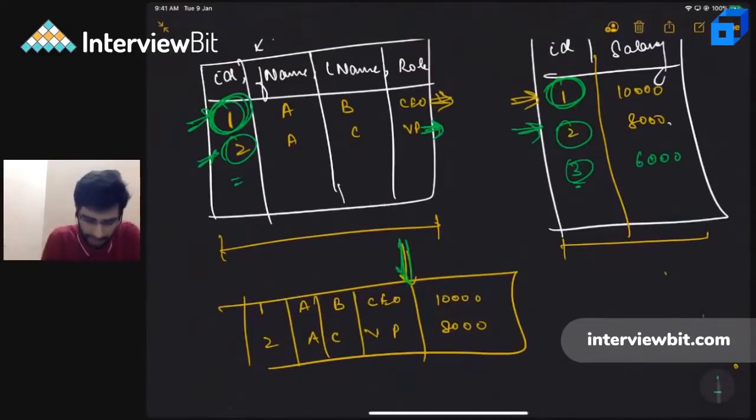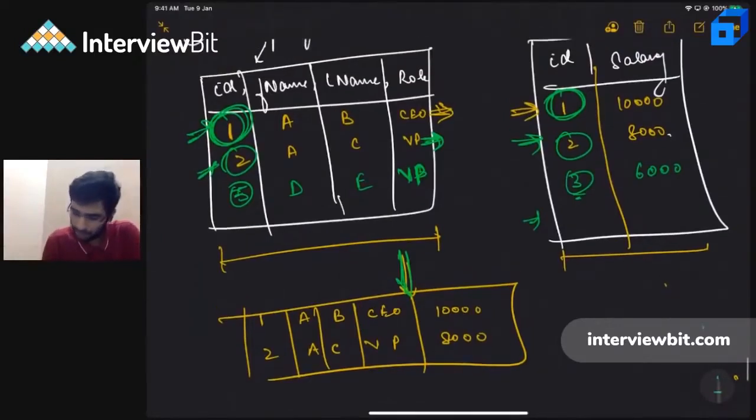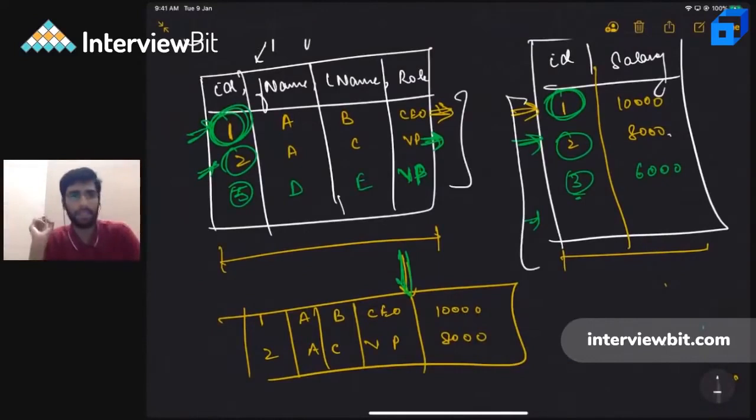And let us say that there was an ID 5, and his first name was D, his last name was E, and he was also a VP. But you don't have his salary information. There is no salary information available here. So you only need to return those records whose information is available here as well as here, right? So this is the concept of an inner join.